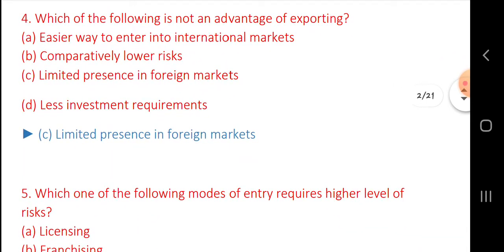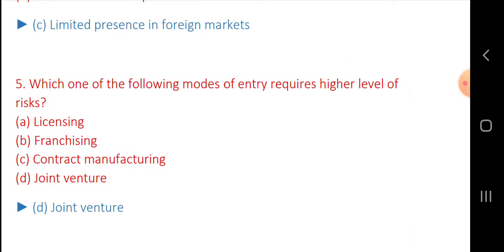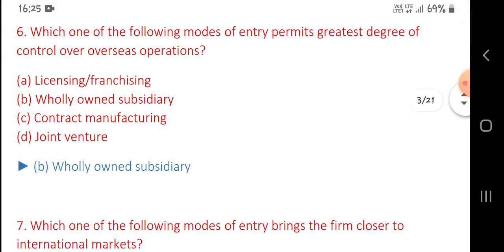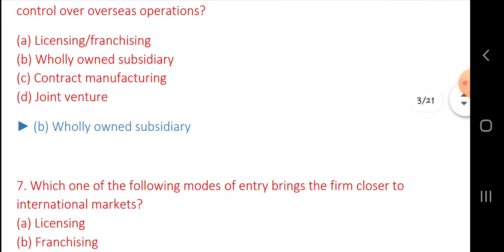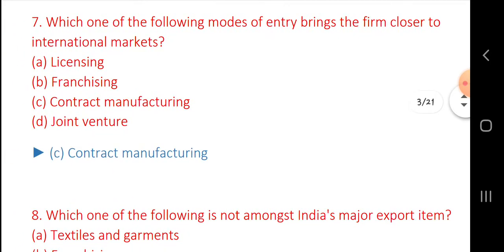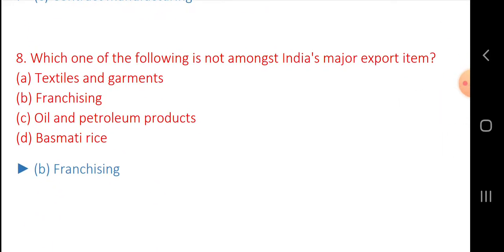Which of the following is not an advantage of exporting? Limiting presence in foreign market. Which one of the following modes of entry requires a higher level of risk? Joint venture. Which mode of entry permits the greatest degree of control over overseas operations? Wholly owned subsidiary. Which mode of entry brings the firm closer to the international market? Contract manufacturing. Which one of the following is not amongst India's major export items? Franchising.